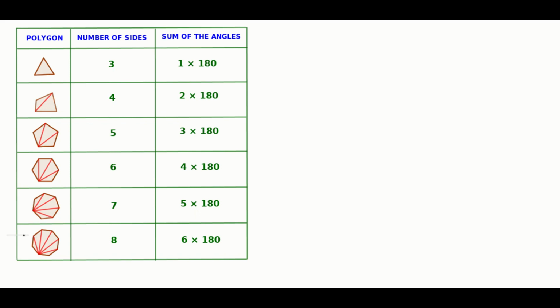In the first figure, number of sides is 3 and number of triangles 1. In the second, number of sides 4, number of triangles 2. Next, 5 and 3. 6 and 4, 7 and 5, 8 and 6. So what is the relation? Number of triangles is equal to number of sides minus 2.